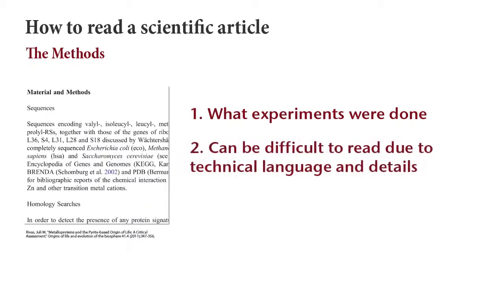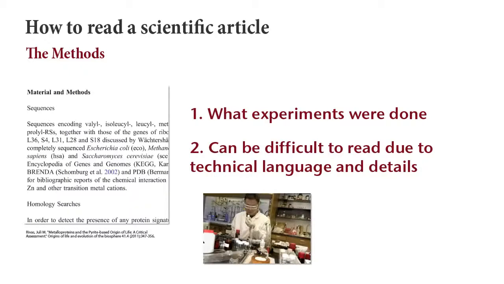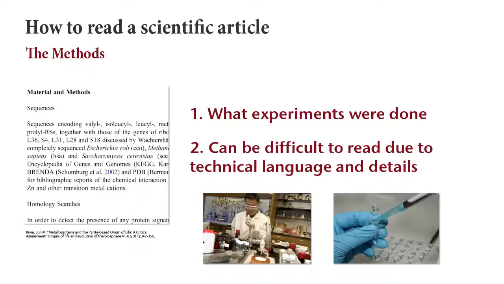The methods section tells the reader what experiments were done to answer the question stated in the introduction. Methods can be difficult to read for students because of the technical language and a level of detail sufficient for another trained scientist to repeat the experiments. However, you can more fully understand the design of the experiments and evaluate their validity by reading the methods section carefully.